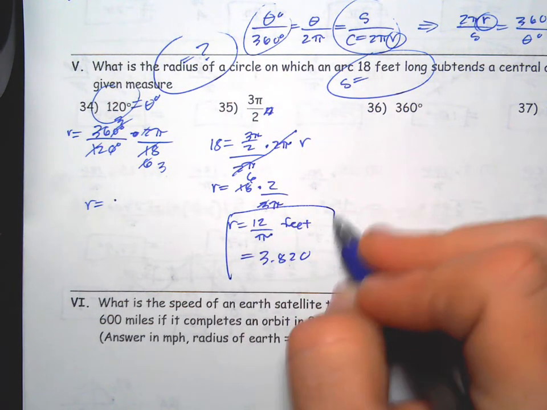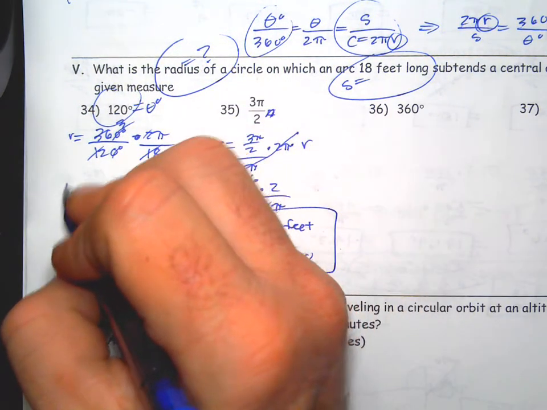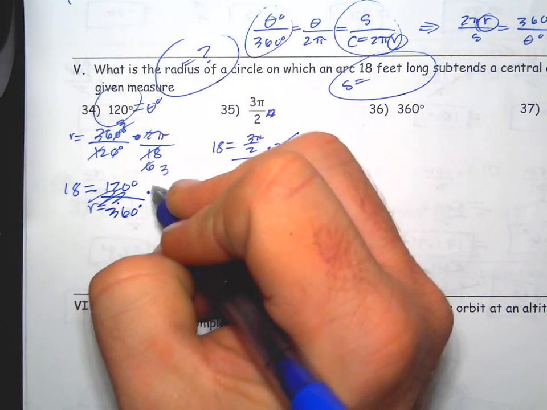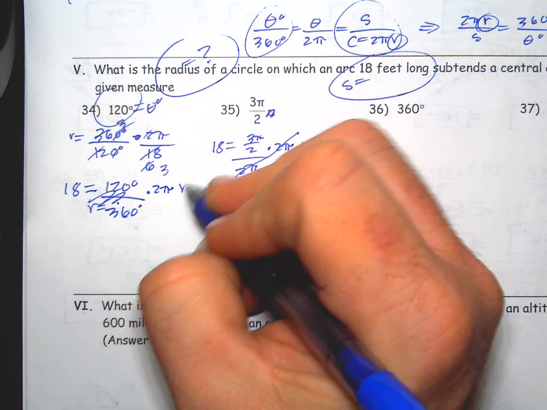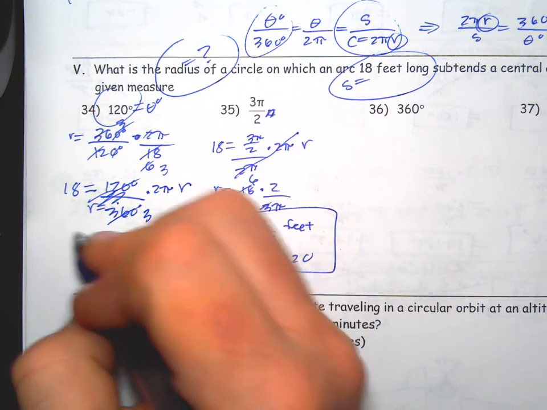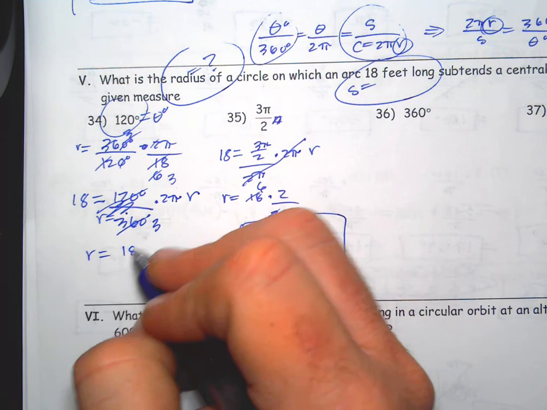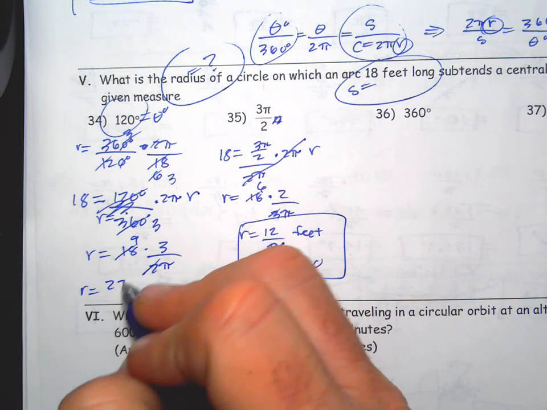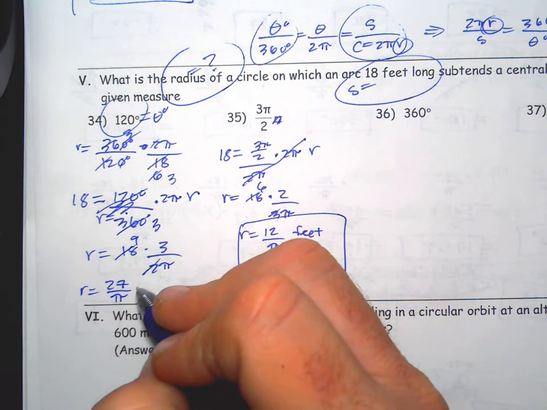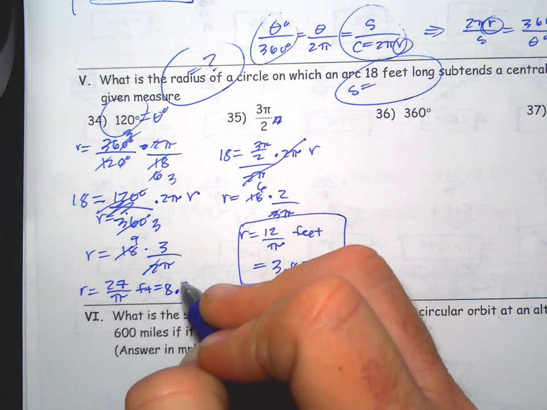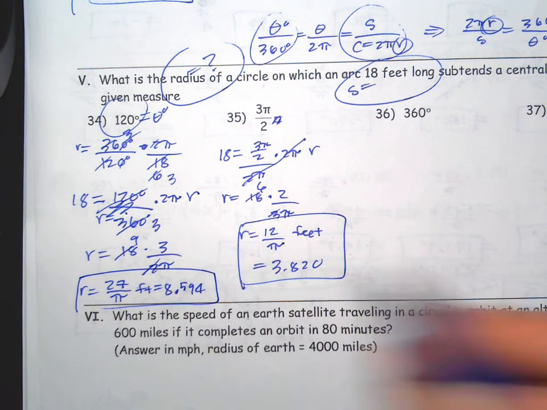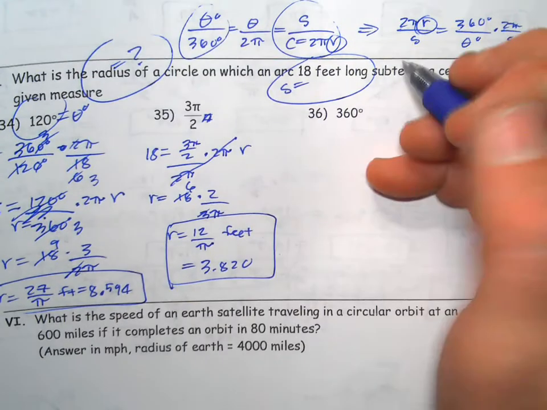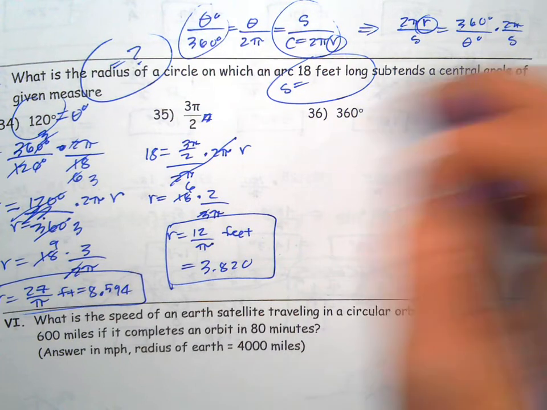So let me go back over here. New strategy. If the arc length is 18 and the angle is 120 degrees over 360 degrees, then it's going to multiply the circumference 2 pi r. That's going to give you a third. So r is going to be 18 times 3 over 2 pi. That goes in there, so r equals 27 over pi feet, which as a decimal is 8.594. My initial strategy wasn't working well. It seems like it should work, but I was messing something up, so it's fine to call it quits and take a different route.